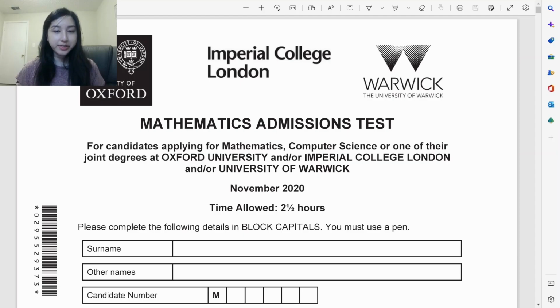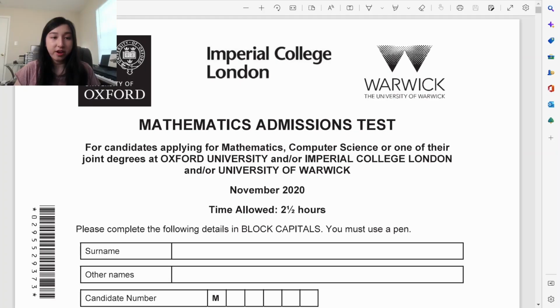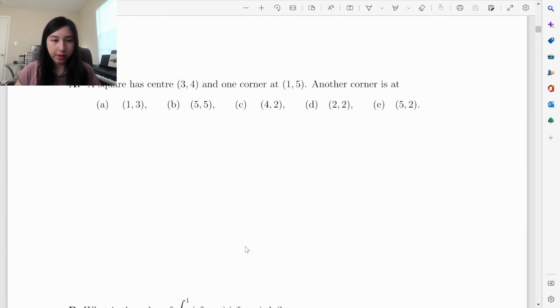Alright, so here is the Oxford MAT and I'm going to see how hard or how easy this is going to be. I'm going to be doing my best to solve it. So let's just start at the first problem.